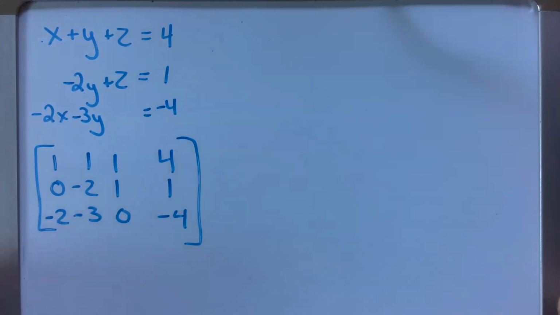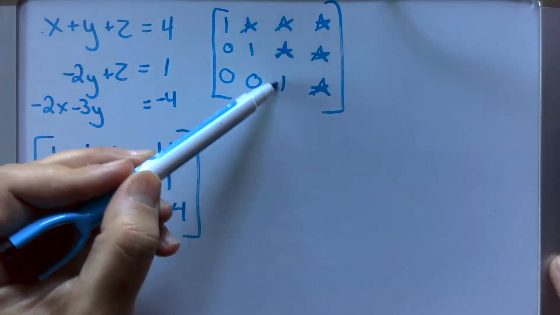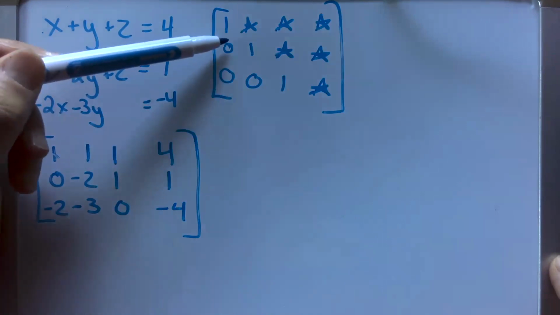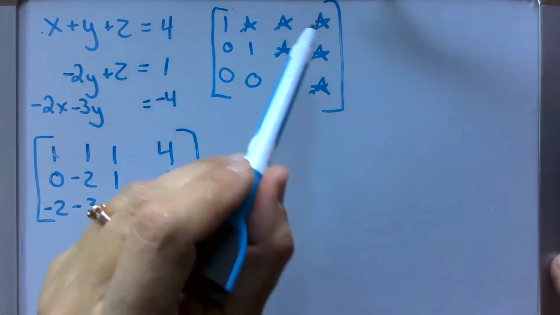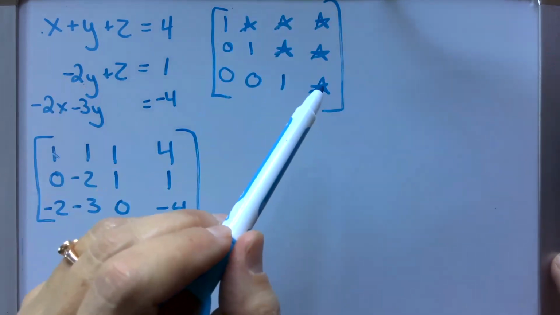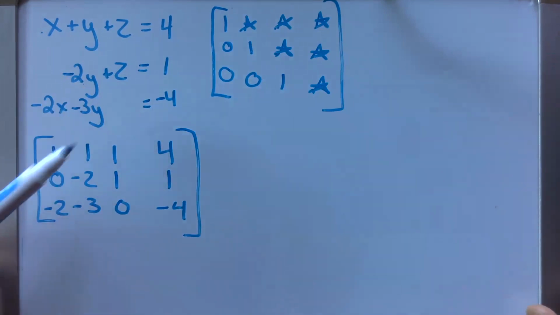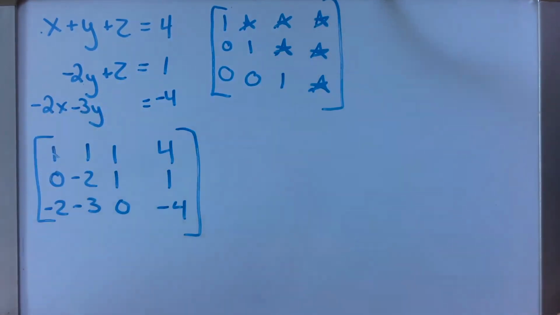Okay, so to solve this using row echelon form, I need to transform this matrix into one that looks like this. The key here is I need this diagonal of ones through my coefficient matrix, and then I need zeros, and nothing but zeros, underneath those ones. These stars represent numbers that can be whatever they turn out to be. That's going to be my solutions. But the row echelon is this diagonal of ones and zeros beneath it.